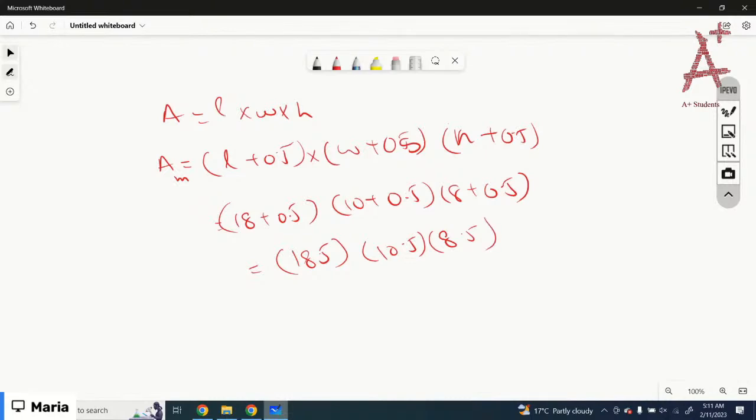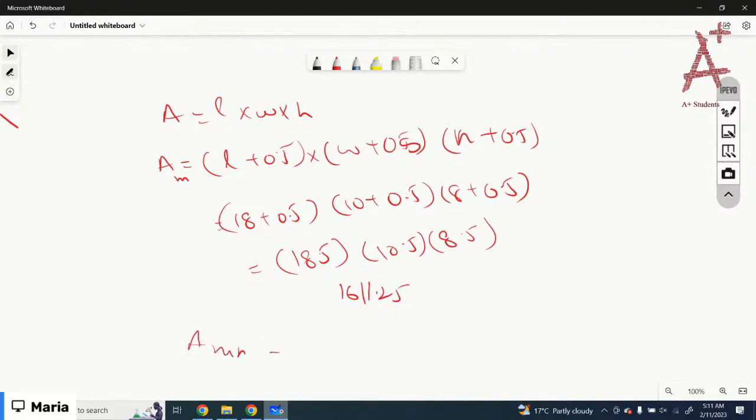Wait, let me just check. It is 18.5 times 10.5 times 8.5. That would be 1651.125. Okay, now you have to calculate the minimum area.